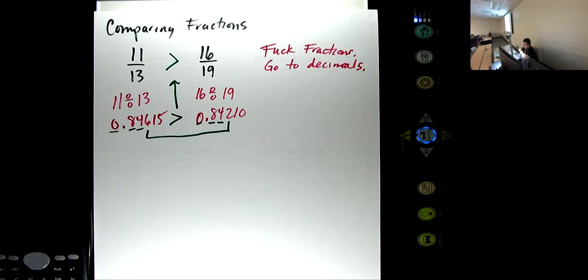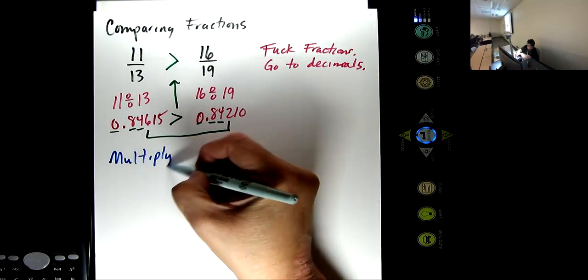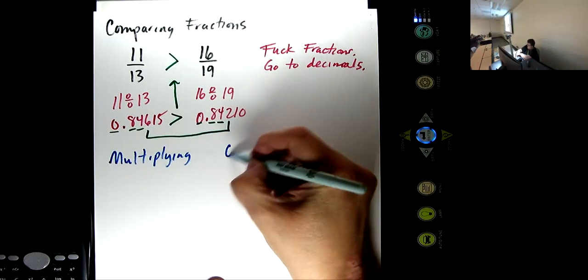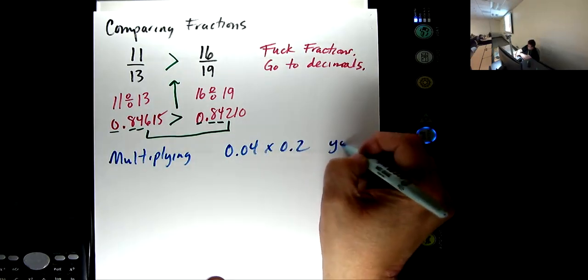Same thing with multiplication, so if you're multiplying decimals, you could do it in a calculator, like 0.04 times 0.2. You can do it in a calculator if you'd like.